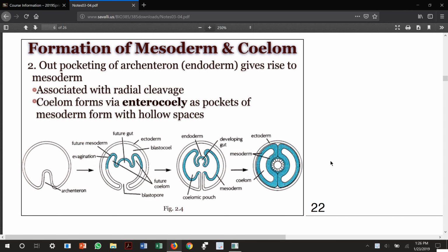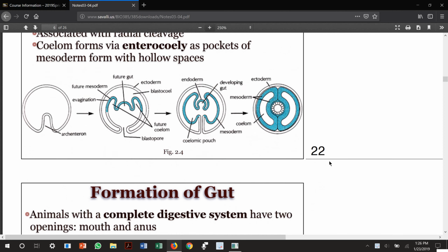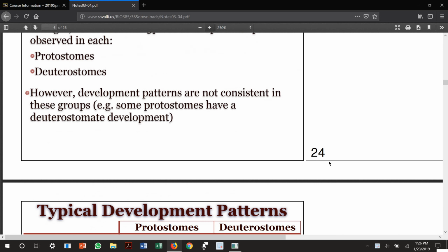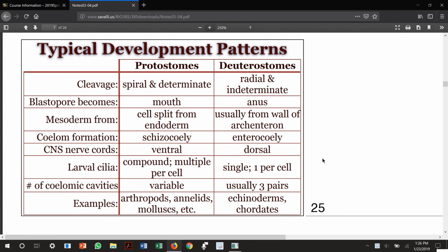So you can have multiple coelomic cavities that are produced by the same mechanism. And so the number of coelomic cavities in protostomes tends to be very variable, from just the two, the right and left, to multiples. Examples of typical protostome animals include arthropods, annelids, segmented worms, mollusks, and so on.